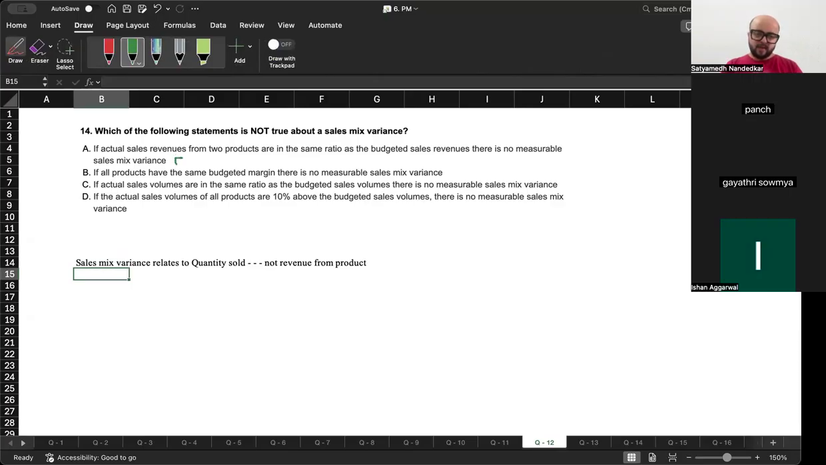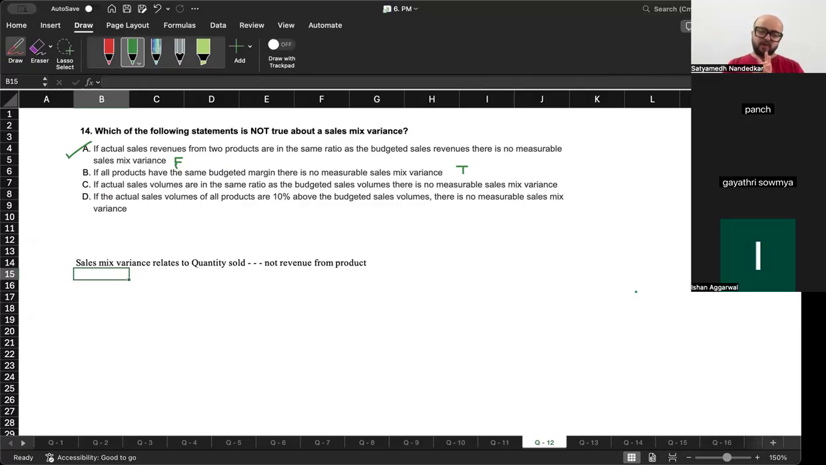This is false. Because sales mix variance, if you look at the formula, it is quantity based formula, like standard quantity, standard mix, actual quantity, standard mix, whatever it is, AQAM, AQSM, it's Q, not revenue. So statement A is false. If all products have the same budgeted margin, there is no measurable sales mix variance. Yes, this statement is true. If their budgeted margins are the same, then how will mix variance come? Mix variance will come only when certain products are more expensive, other products are less expensive.